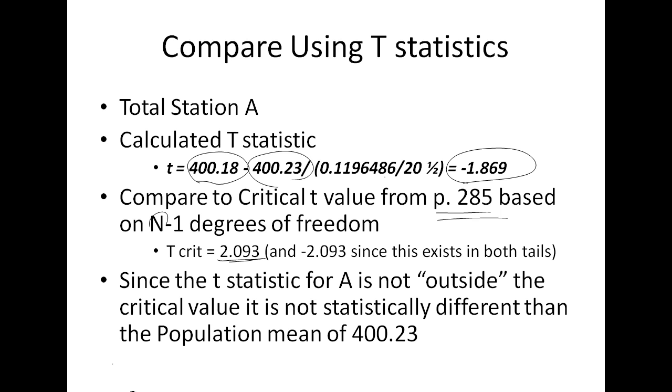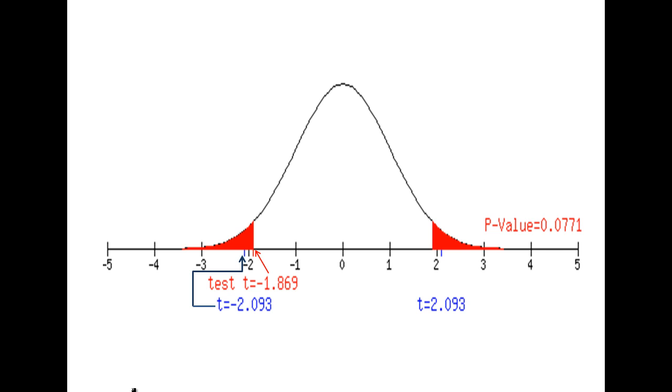2.093. Since your calculated value of negative 1.87 is not outside that, the mean value you've got for total station A, 400.18, is not statistically different than the population mean of 400.23. Basically, your critical t-value is right here, but your t-value is right here. So again, not statistically different.